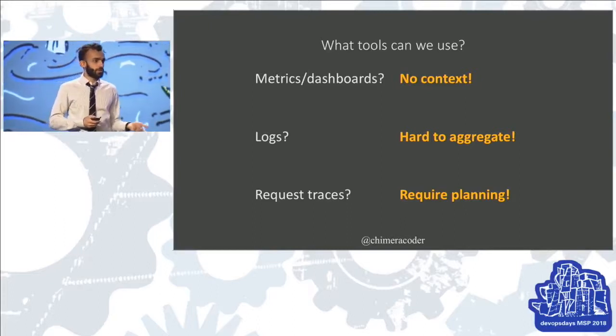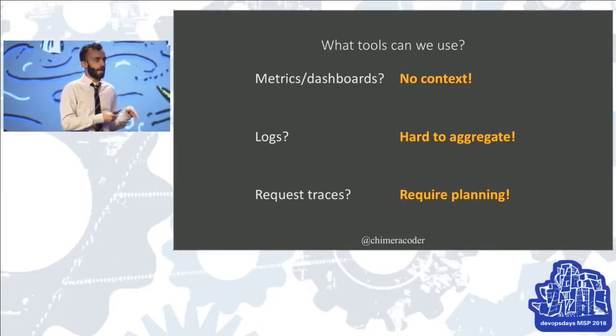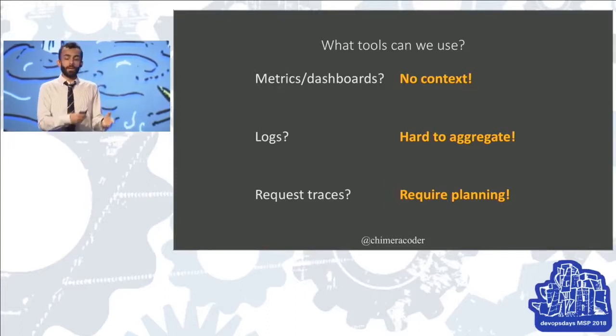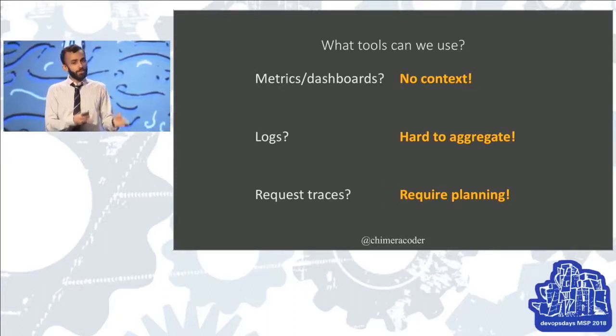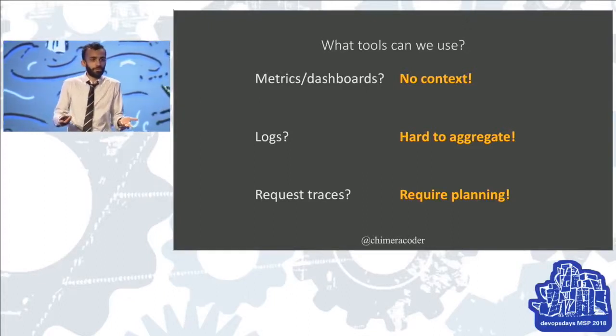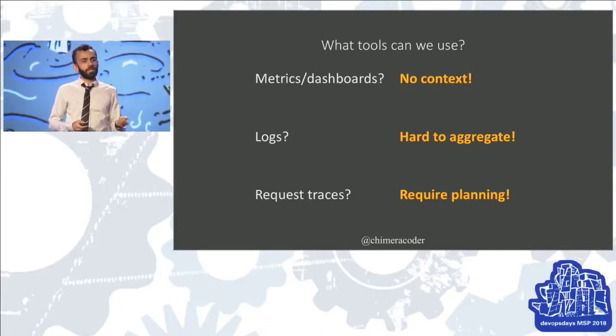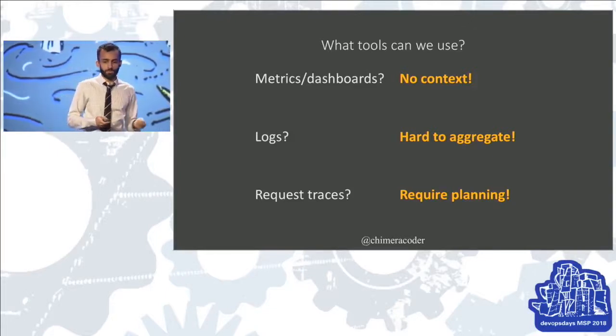Now, the challenge with metrics, as we saw, is that there's no context. They're pre-aggregated, so they're efficient, but they lose their context. With logs, we have the opposite problem. They're not pre-aggregated, so they're not as efficient, but they do have everything. But they're hard to aggregate. And request traces, they require careful planning so that you actually know that you're instrumenting the code that you need. And that's actually not unique to traces, because that's shared with all observability tools.